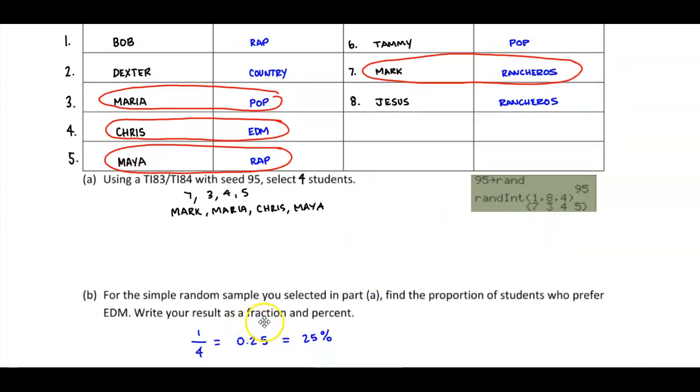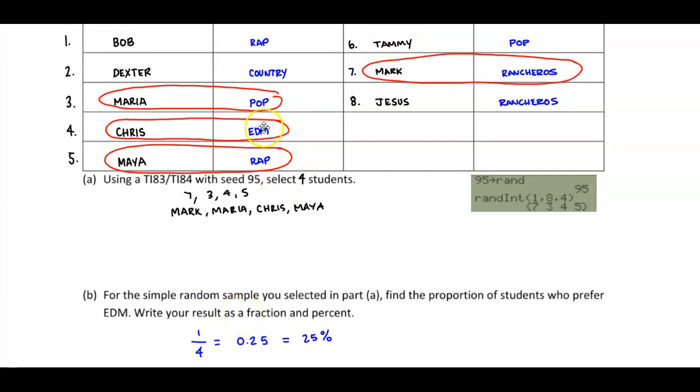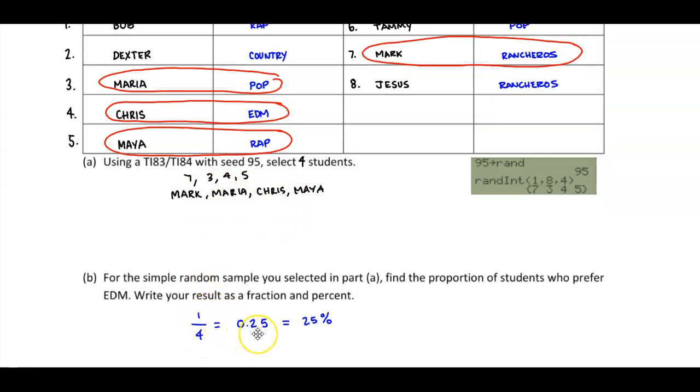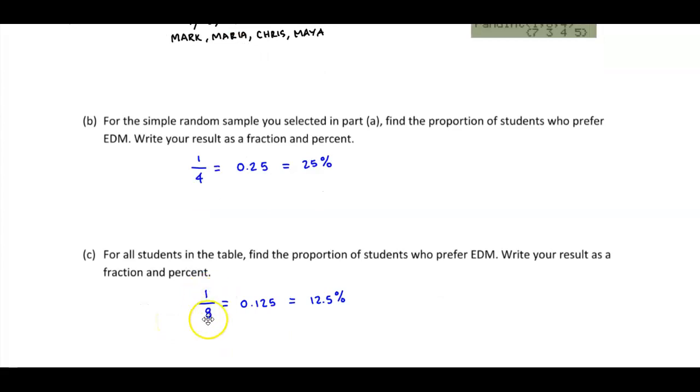Okay, now for the simple random sample that you selected in part A, we want to find the proportion of students who prefer EDM and write your results as a fraction. Well, there's only one student that likes EDM, so that's 1 out of how many from this sample, which is 4. 1 out of 4 is 0.25, which represents 25%. Now, for all students in the table, we want to find the proportion of students who prefer EDM and write your result as a fraction and percent. Well, for all of them, it's 8. So 1 out of 8 is 0.125, and therefore that's 12.5%.